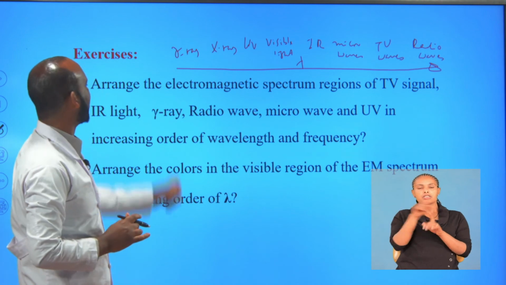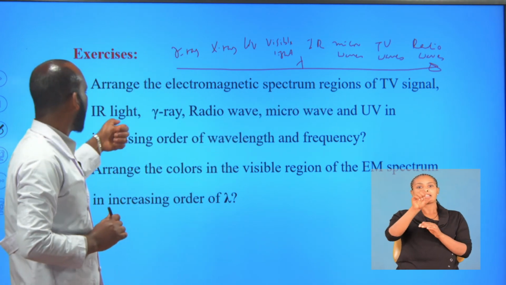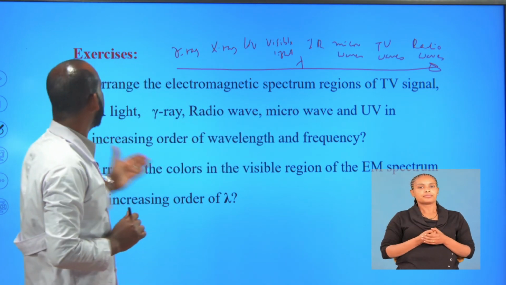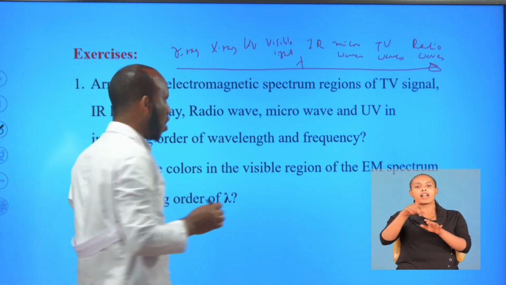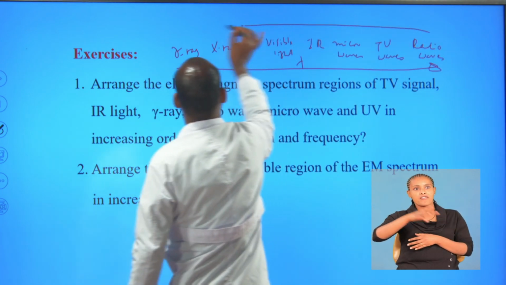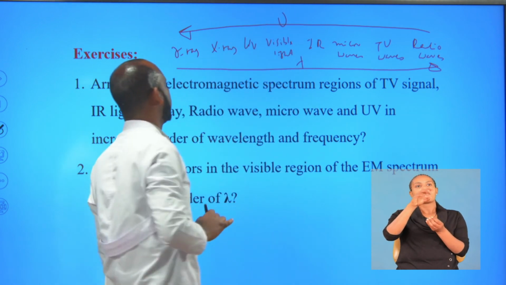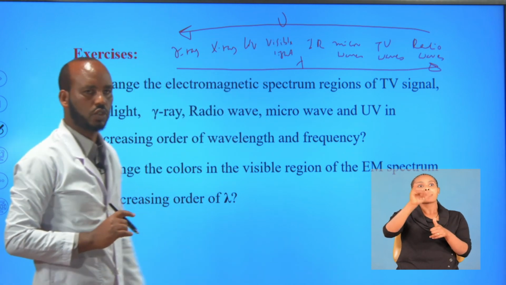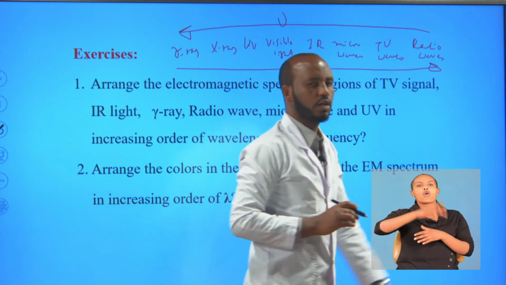The question says, arrange the regions of TV signal, infrared light, gamma ray, radio wave, microwave, and UV in increasing order of wavelengths and frequency. Increasing order of frequency starts from radio wave. Gamma ray has the highest frequency, and radio wave has the smallest frequency.